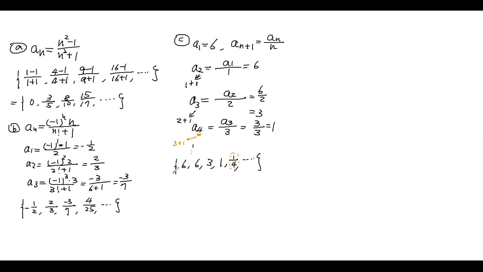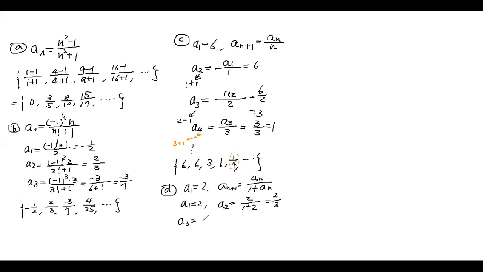Okay, now let's take a look at the other one, part D. Part D tells you A1 is equal to 2, and then A(n+1) is equal to An over 1 plus An. So still, the term is related to the previous term, so we do the same thing. We say A1 is 2. Then you do A2. So A2 is 1 plus 1, right? So it's A1 over 1 plus A1, so it's 2 over 1 plus 2. So what is this? This is 2/3. Okay, let's do one more.